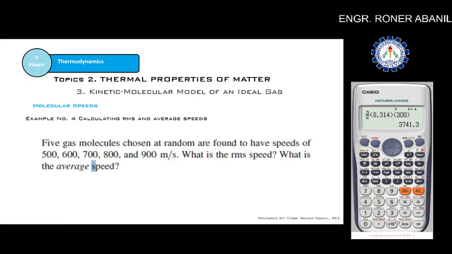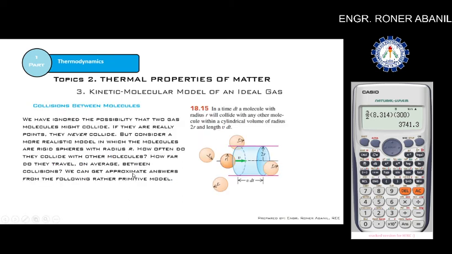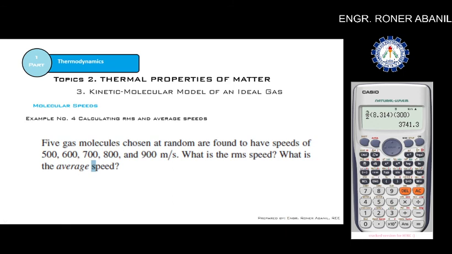May example number 4 pa. So, example number 4 naman is: five gas molecules chosen at random are found to have speeds of 500, 600, 700, 800, and 900 meters per second. What is the RMS speed?